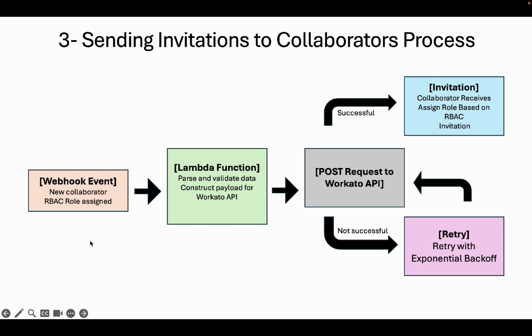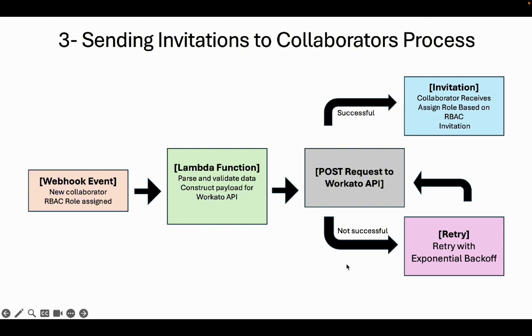And here's how it works. LoanPro sends a webhook with the details of the new collaborator, like their name, email, and assigned role, to the Lambda function. The Lambda function then validates this data and constructs a request for Workato. Workato then sends an email invitation to the collaborator with their assigned role. Once they accept the invitation, they can log in and start working within their permissions.